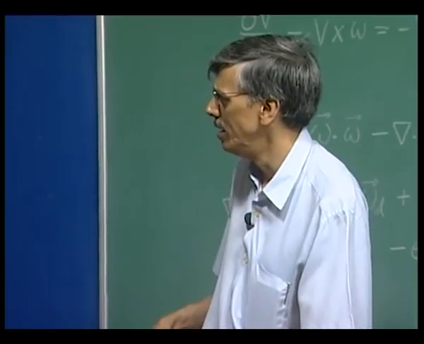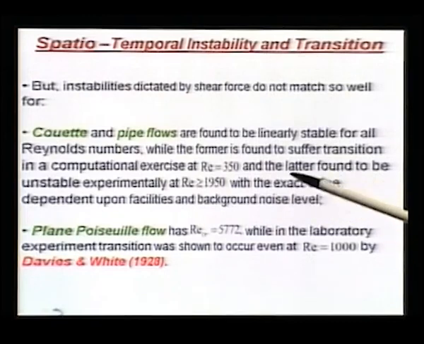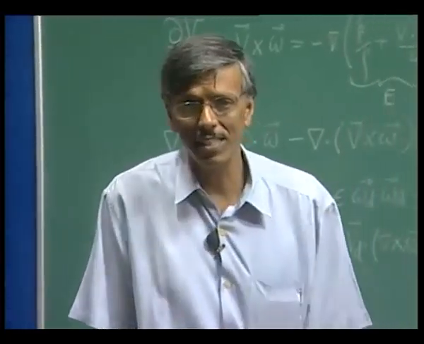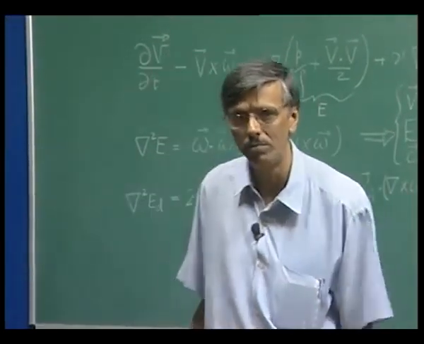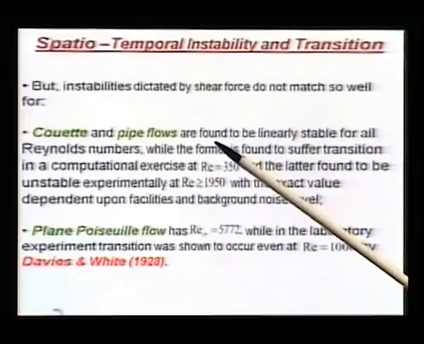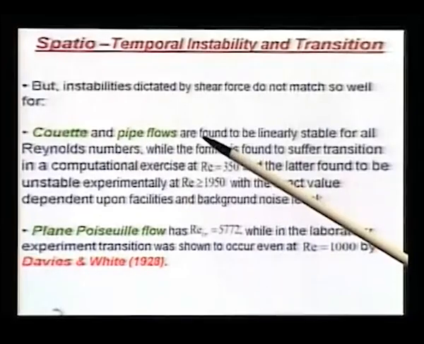But if you look at the general scenario where instability is predominantly dictated by shear force, there we fail by a great deal. The classic example is the Couette flow or the Poiseuille flow, the pipe flow. And we find that both these flows are unconditionally stable. But of course, we know such flows do become unstable. So, there is something wrong in that approach that linear stability fails to pick up.